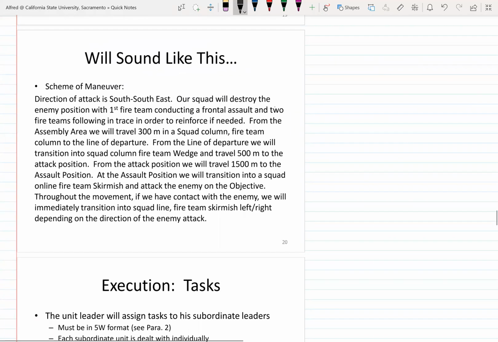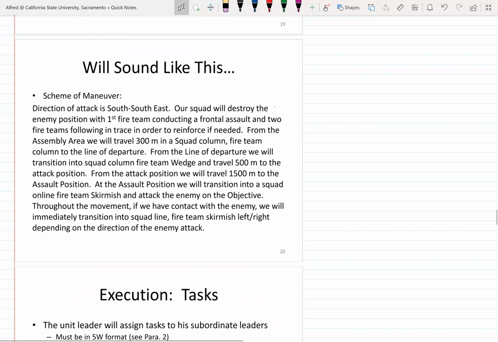All right, I'm going to read you guys this big old sentence. You guys ready for this? Scheme of maneuver. Direction of attack is south-southeast. Our squad will destroy the enemy position with one fire team conducting the frontal assault and two fire teams following in trace in order to reinforce if needed. From the assembly area, we will travel 300 meters in a squad column, fire team column to the line of departure.